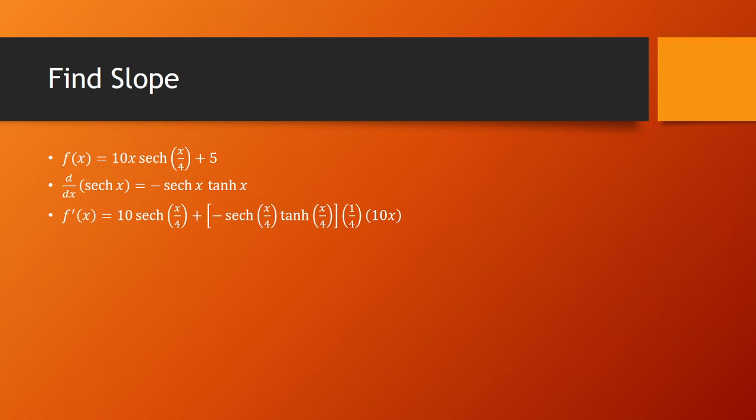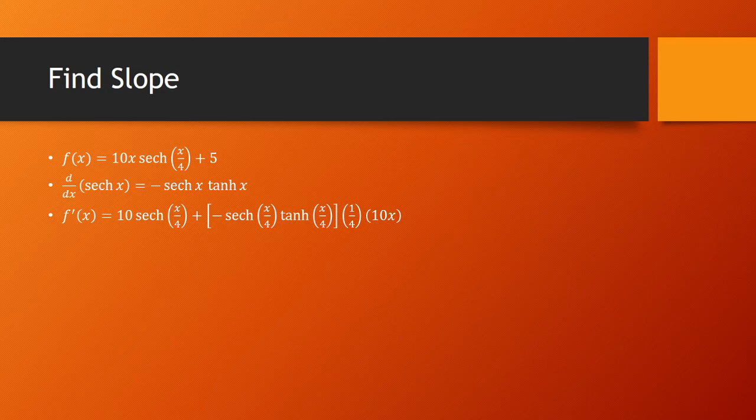First thing I'm going to do is take the derivative of 10x, which is just 10, and then multiply that by hyperbolic secant of x over 4. Next, I'm going to take the derivative of hyperbolic secant of x over 4. There I have to use a chain rule. So I'm going to take the derivative of the outside function, which is hyperbolic secant. And we said that's just negative hyperbolic secant times hyperbolic tangent. I'm going to plug in x over 4 in for x.